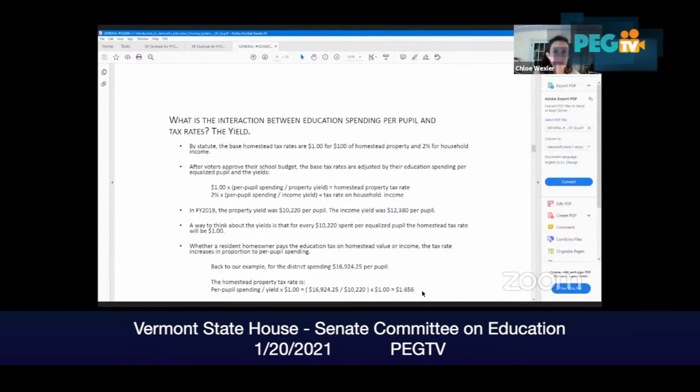Let's try an even simpler example. Imagine that the yield was $10,000. That means that for every $1 of property tax, a rate of $1 per every $100 of homestead property, you could spend $10,000 per kid. If you decide to spend $15,000 per kid, then your tax rate will be $1.50 for every $100 of property value. Does that make sense? Questions, anyone? Please, Senator Hooker.